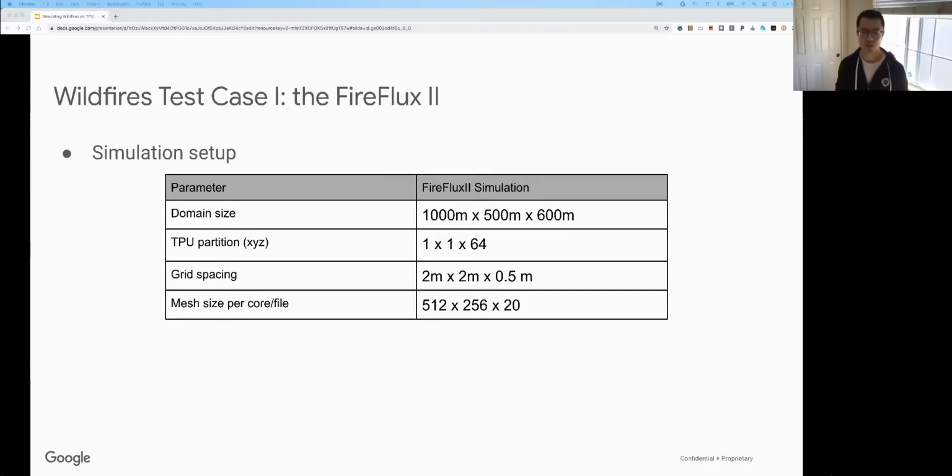This table summarizes our simulation conditions. The domain size we chose is 1 kilometer along the wind direction and 500 meters along the spanwise direction. The height of the domain is 600 meters in order to account for the full atmospheric boundary layer. We partition this entire domain along the vertical direction because we want a finer resolution in the vertical direction to better resolve the atmospheric boundary layer.